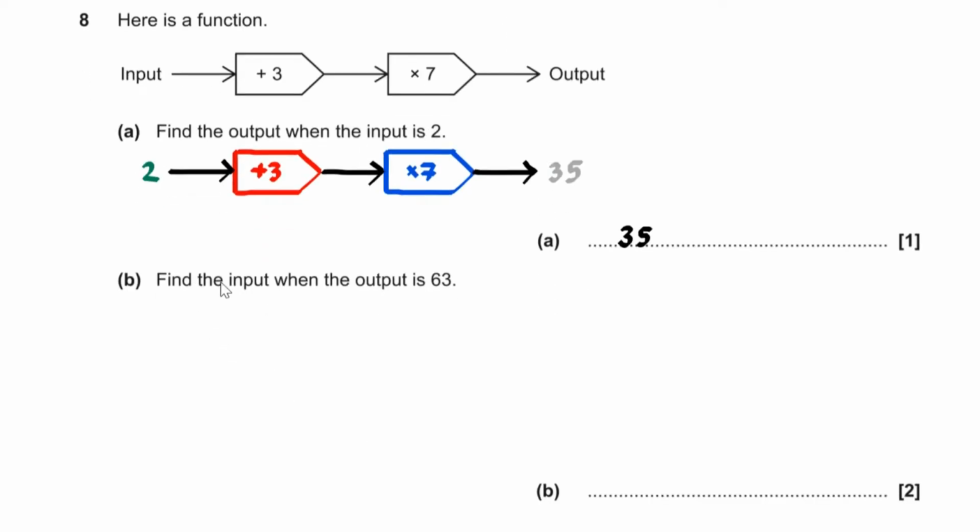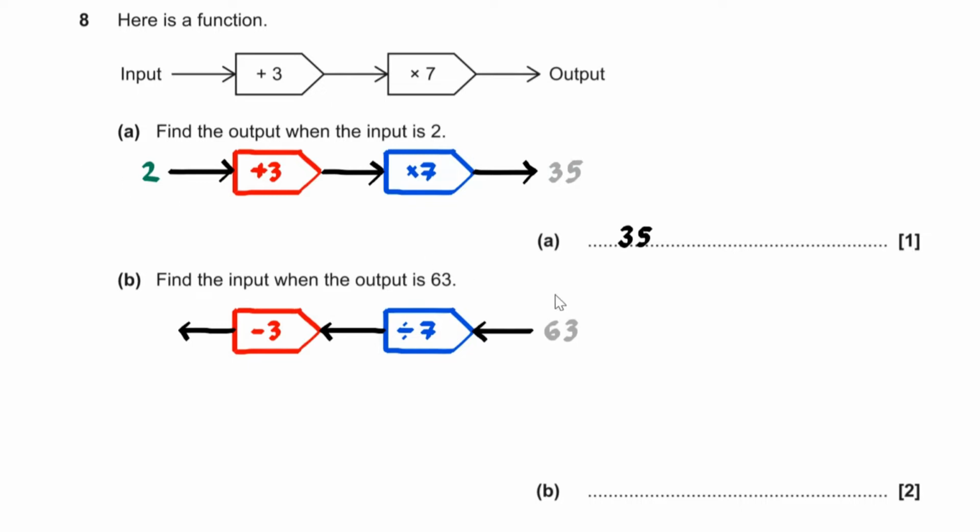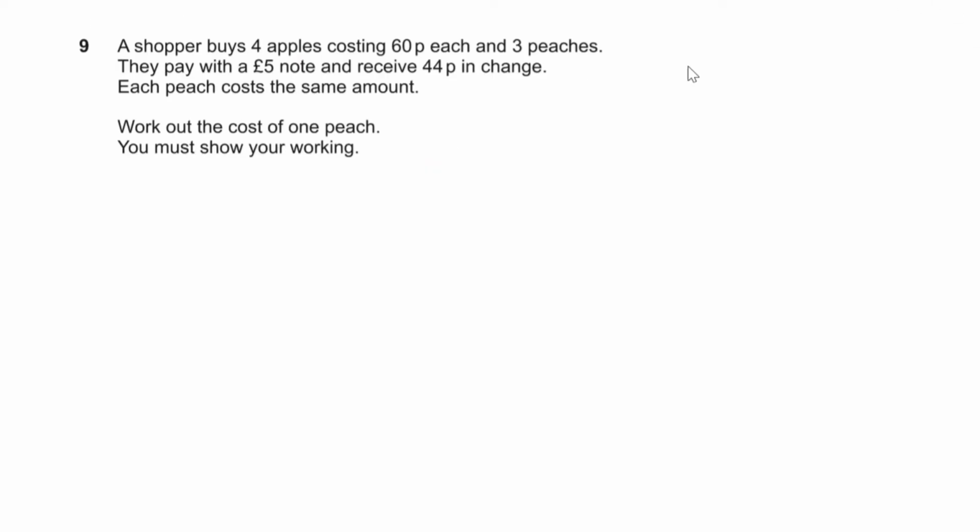For part B, we have to find the input when the output is 63. Well, here is our function machine, but in reverse. We use the inverse operations. The inverse of times 7 is divide 7. The inverse of plus 3 is subtract 3. So we start off with an output of 63. 63 divided by 7, that's 9. Subtracting 3 from that, we get 6. So the input is 6.